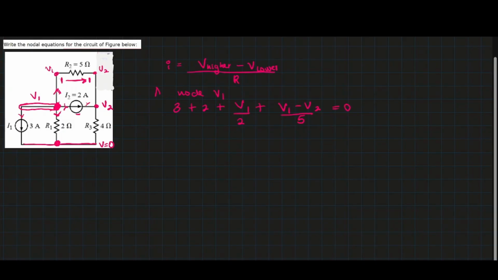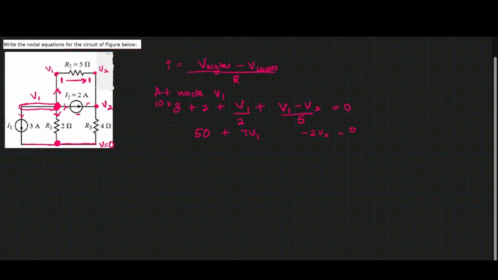equals 0, because there's no current entering the circuit. Remember, it's current leaving equals current entering. Now simply multiply through by 10 to simplify the equation. It's going to be 20 plus 30 plus 5V1 plus 2V1 minus 2V2 equals 0. You can simplify this to just become plus 7V1, to be honest. And this will become 15. So this will be our equation.